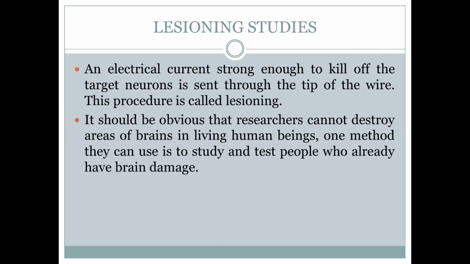It should be obvious that researchers cannot destroy areas of the brain in living human beings. One method they can use is to study and test people who already have brain damage. However, this is not an ideal way to study the brain. No two cases of humans are likely to present damage in exactly the same area of the brain, nor would the cases involve exactly the same amount of damage.